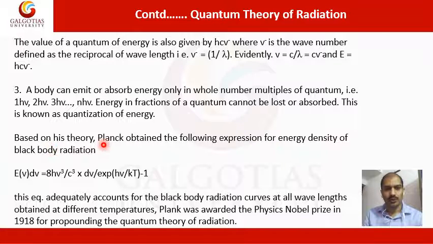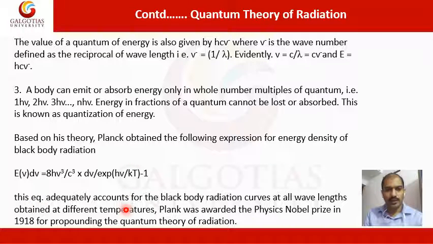Based on this theory, Planck gives the following expression for the energy density used for black body radiation. The density of black body radiation is expressed like this: E_ν = 8πhν³/c³ × dν / (e^(hν/kT) − 1), where all terms are as usual, like c the velocity of light, h Planck's constant, T temperature in Kelvin, etc.